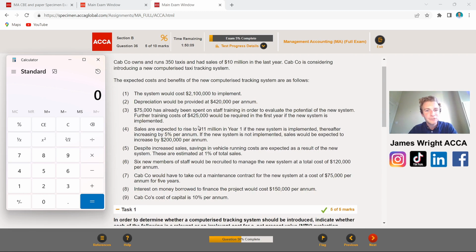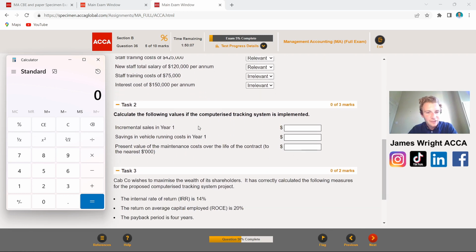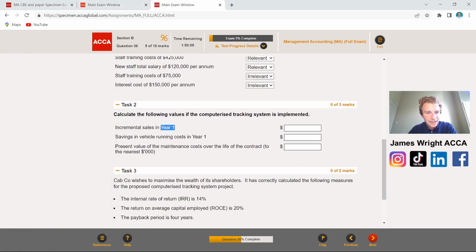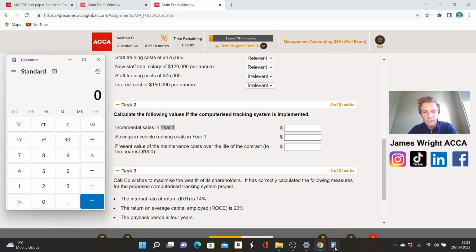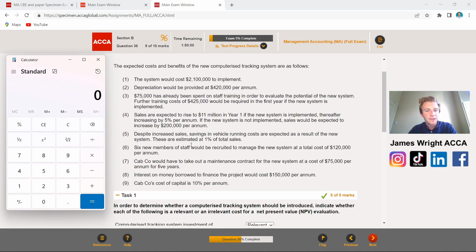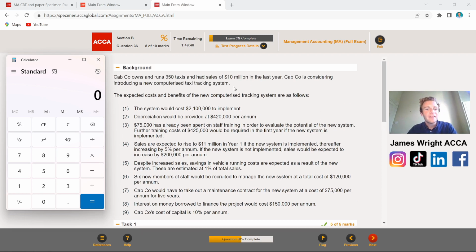So we need to go back up to the actual question and read it carefully, as it's all about year 1. So heading up for year 1, we were told in the question that sales are expected to rise to 11 million in year 1 if the new system is to be implemented. Cool stuff, rock and roll for that. But now we've got to work out what would the sales have been if we didn't have this new system. And that's where we had up at the top the sales of $10 million in the last year for Cabco. So that's what they had in year 0, but we're interested in year 1.